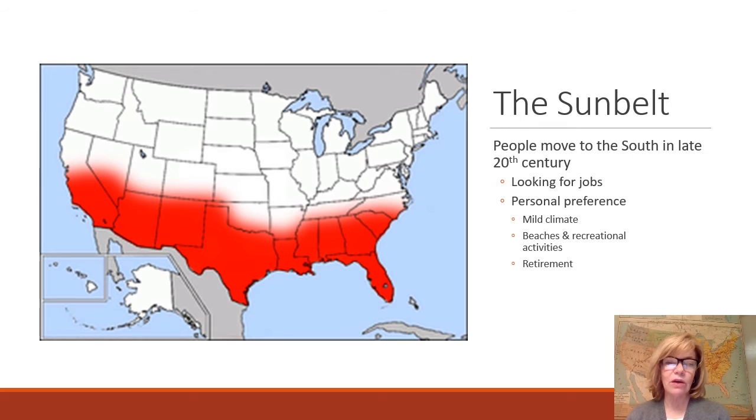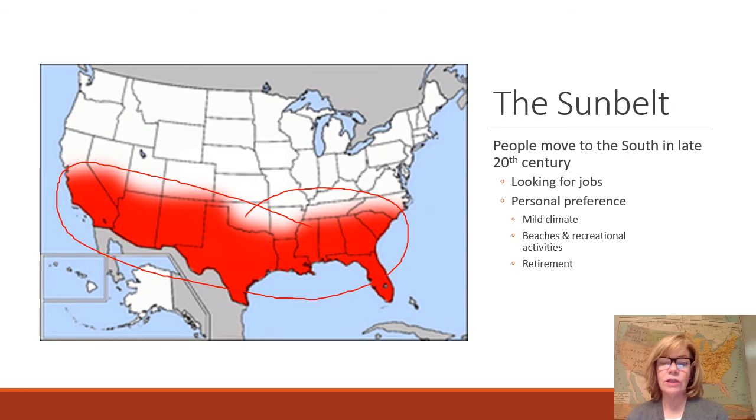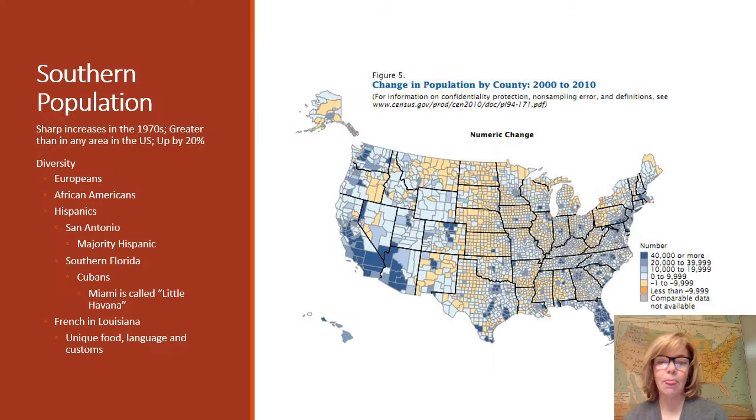Okay, so this is what they call the Sun Belt, basically everything in the South where it's nice and warm, right? Mild climate, good beaches. A lot of people choose to go there to retire or to look for jobs. People would much rather live there than up north.